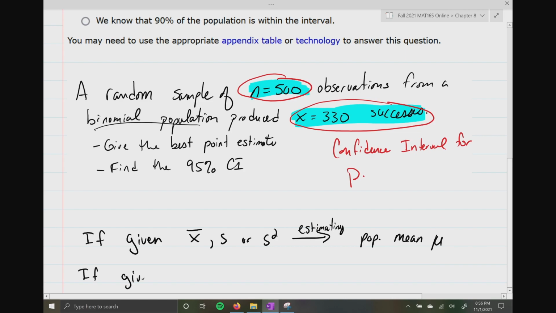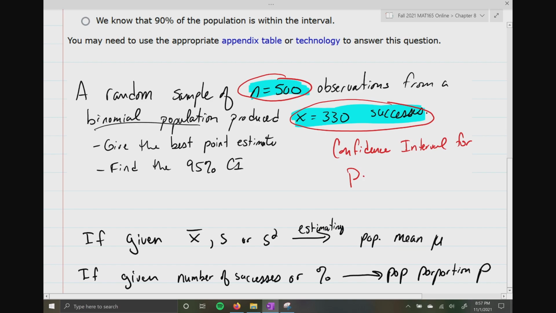If you're given number of successes, or percent numbers, instead of like 95% or 99%, if they're telling you 50% of the population thinks this, or 82% of the people surveyed said this, that is screaming population proportion, which is P. And that's how you can tell the difference between what type of problem you're doing.